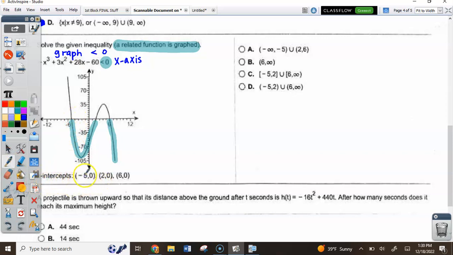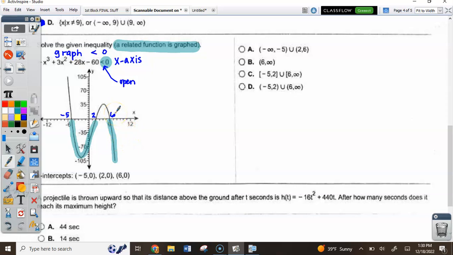It says the x-intercepts are -5. So this is -5. This is 2. And then this is 6. And you write the interval notation, keeping in mind your sign right here. This means open, to show that your solution set runs from -5 to 2 and from 6 to, and this one keeps going, so this would be 6 to infinity.